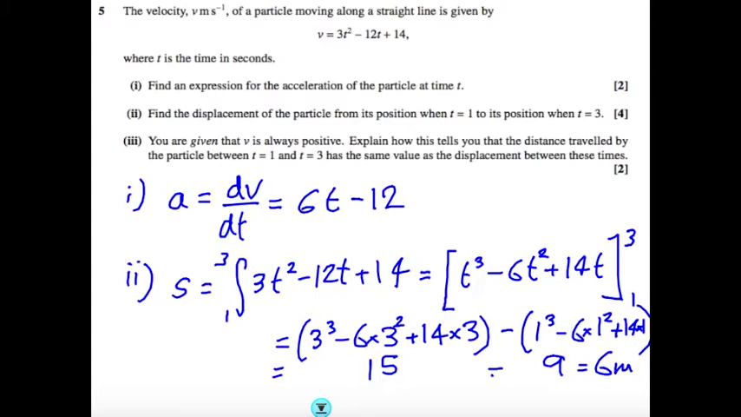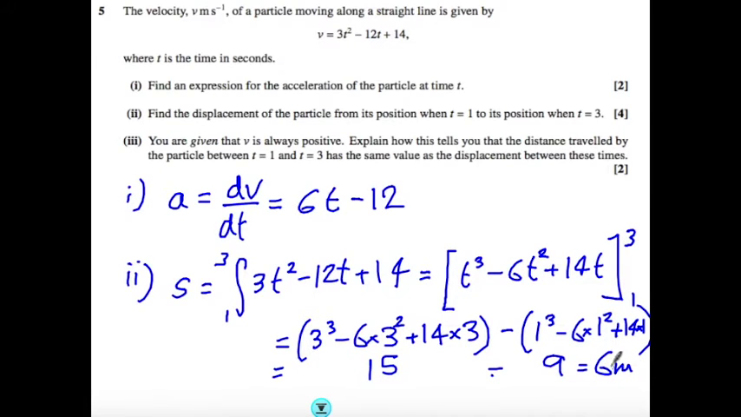Right, you are given that v is always positive. Explain how this tells you that the distance travelled by the particle between t equals 1 and t equals 3 has the same value as the displacement between these times. Basically, if v is always positive, the particle is always moving forwards. So we've worked out that between 1 and 3 the particle has moved 6 meters forwards.